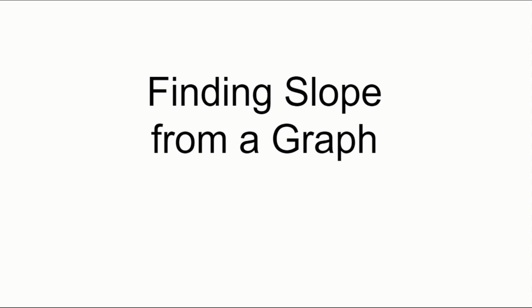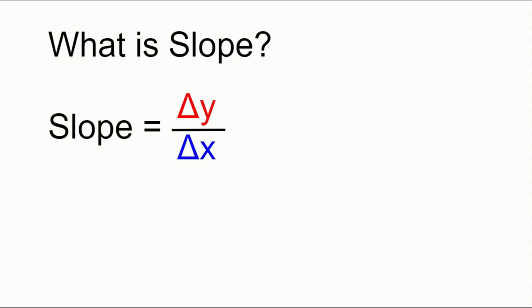Finding slope from a graph. What is slope? Slope is the ratio of the change in y over the change in x.